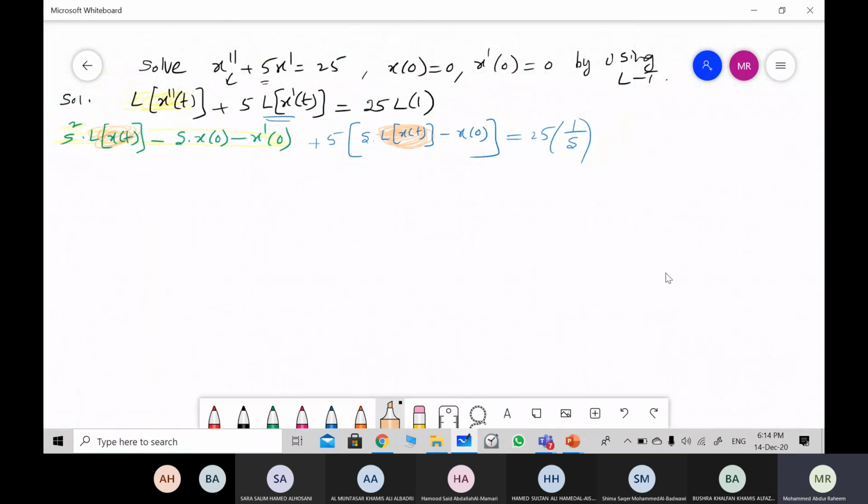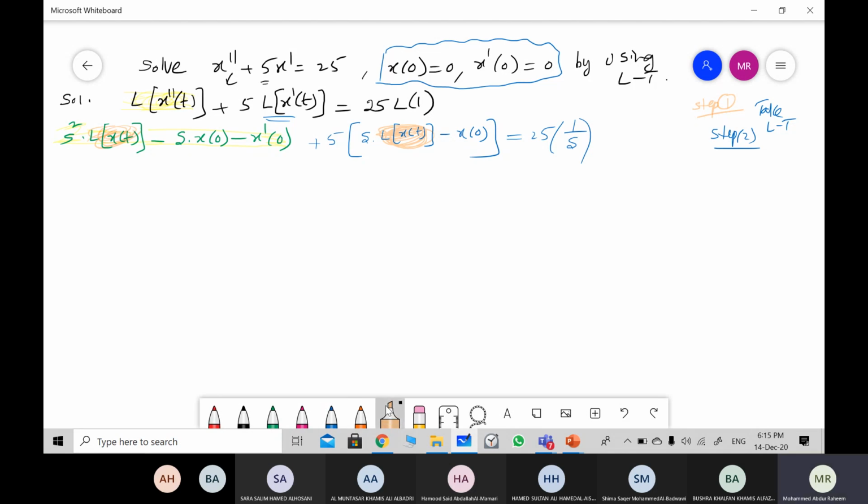Of course. But also, first the step 2 is step 2. Step 1. Step 1, take Laplace transform on both sides and write the rule, this rule, this rule. Step 2, use these conditions. These conditions. What is that?